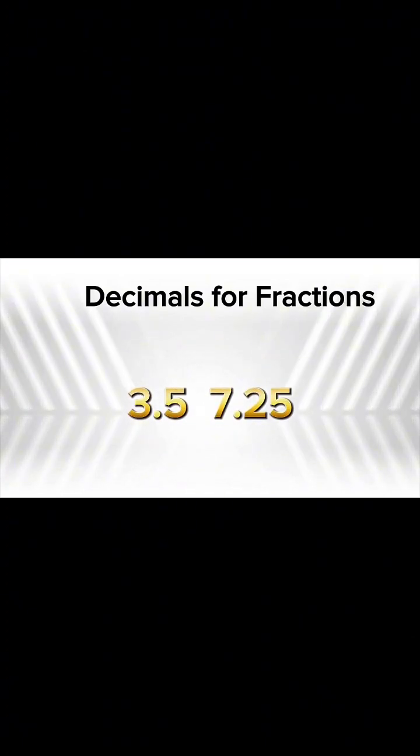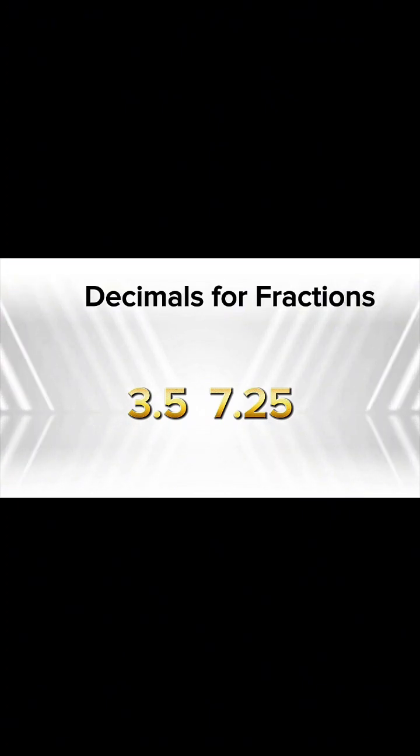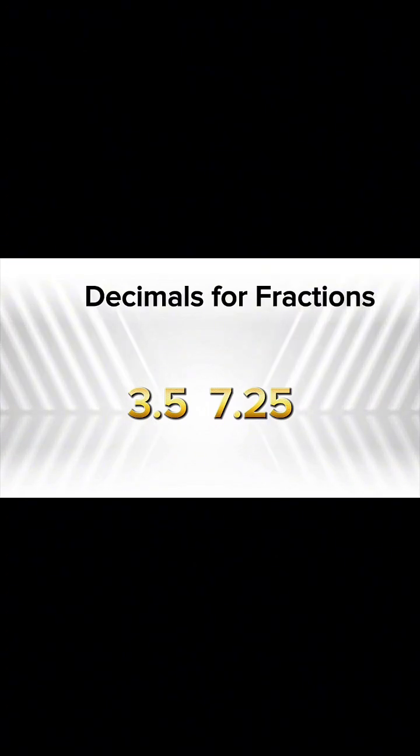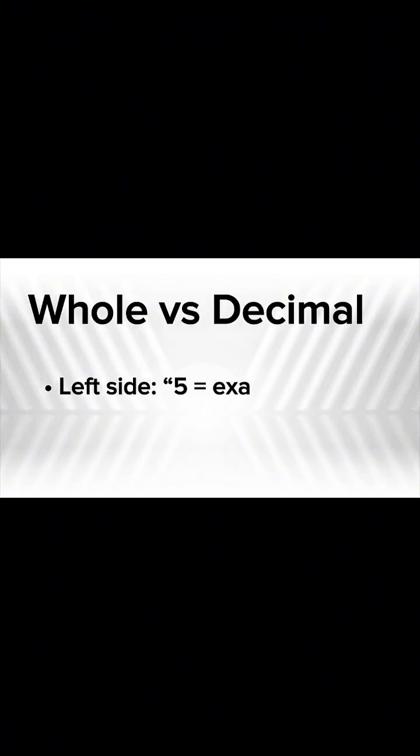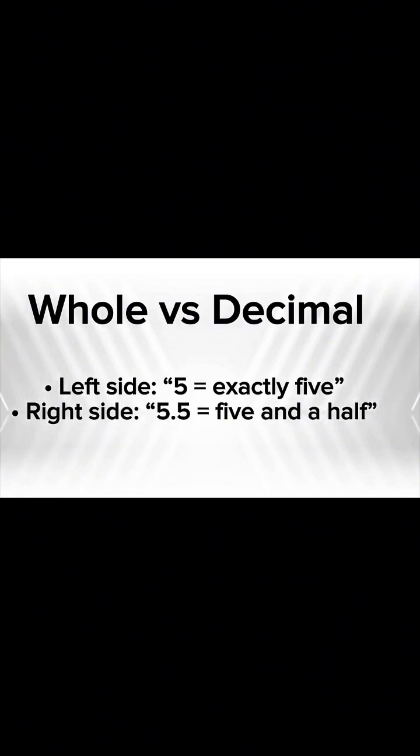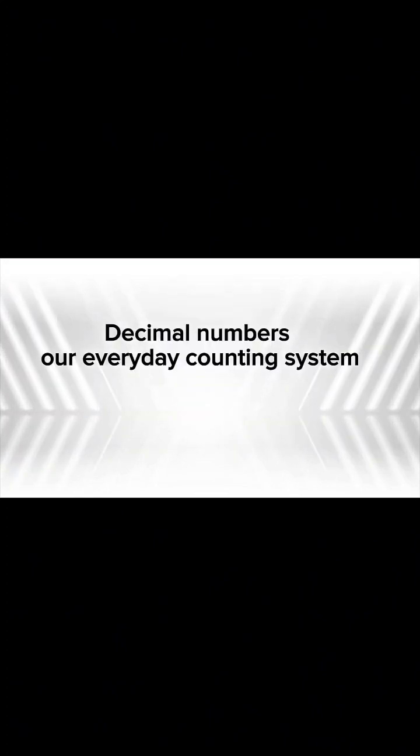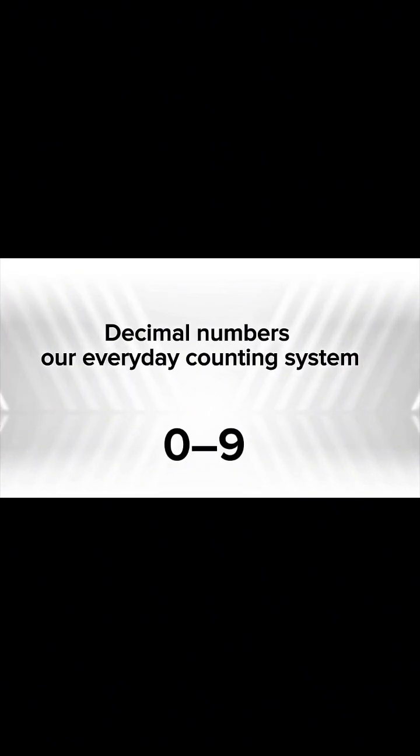We also use decimal numbers for fractions by adding a dot called a decimal point, like 3.5 or 7.25. This lets us write numbers in between whole numbers. For example, 5 means exactly 5, and 5.5 means 5 and a half. In short, decimal numbers are just our everyday numbers based on groups of 10.